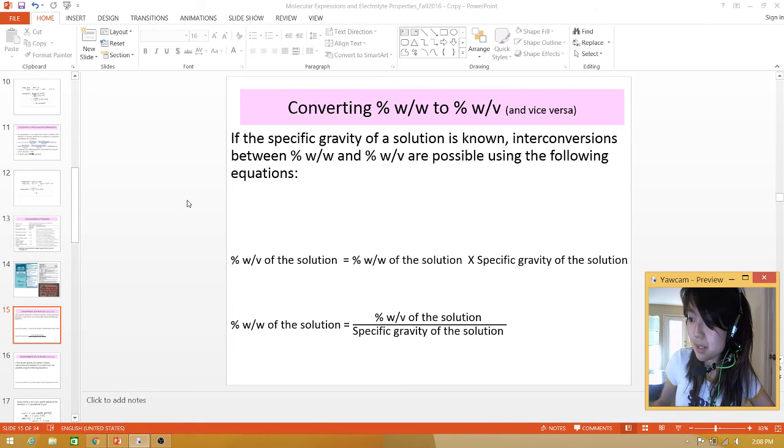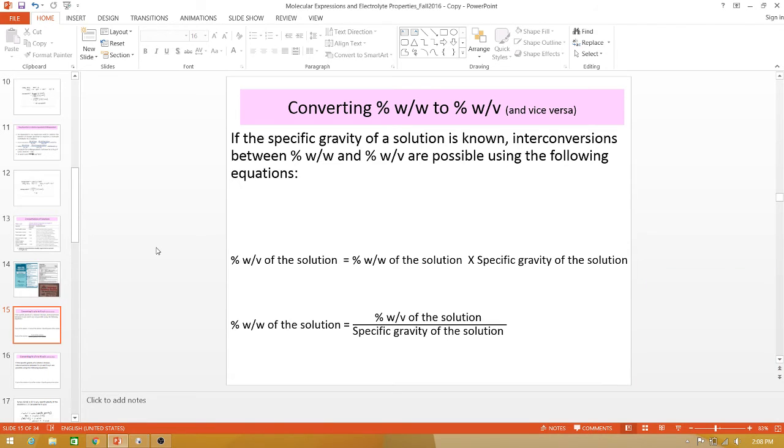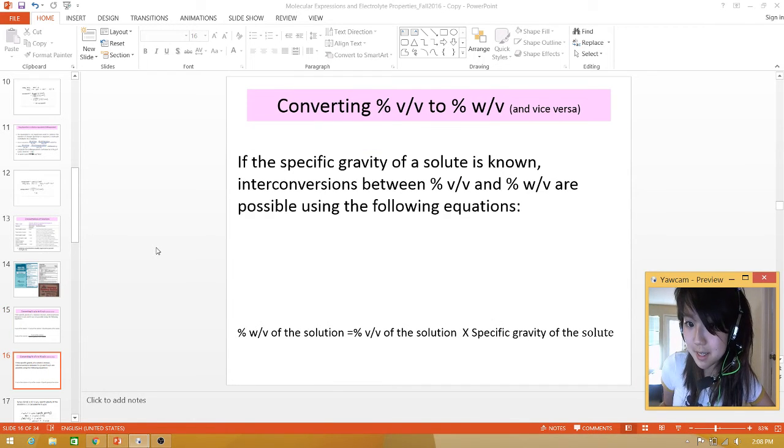To convert weight by weight to weight by volume, we're going to use specific gravity, and here it gives you that equation. Again, we can rearrange the equation to also find the weight by weight of the solution as well. And then just vice versa for converting volume by volume into weight by volume. And here's the equation for that.